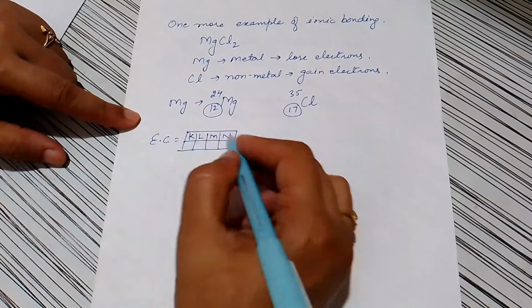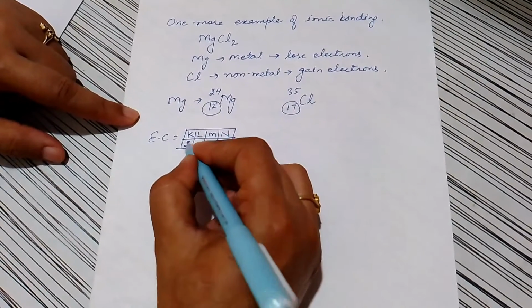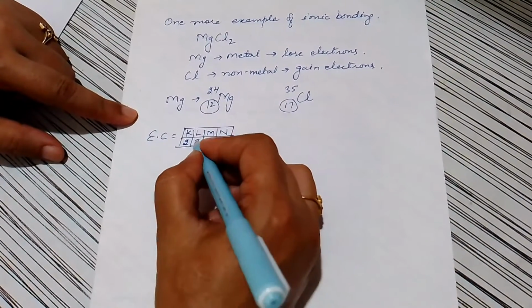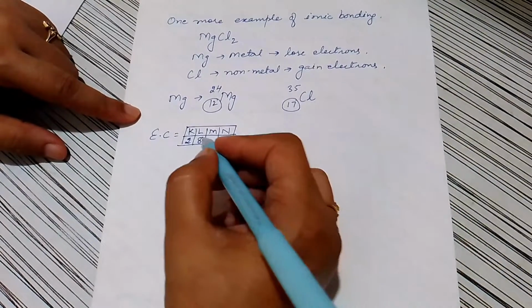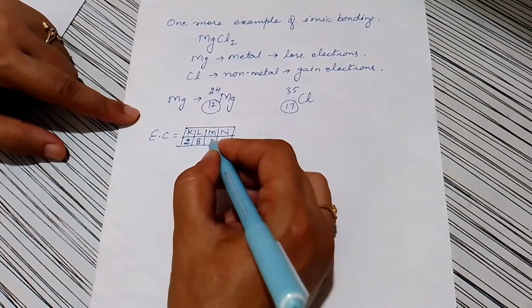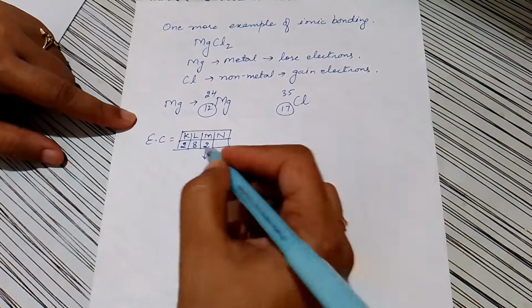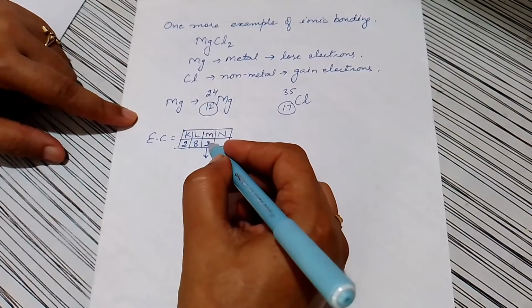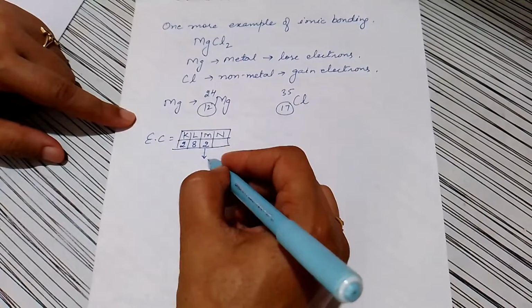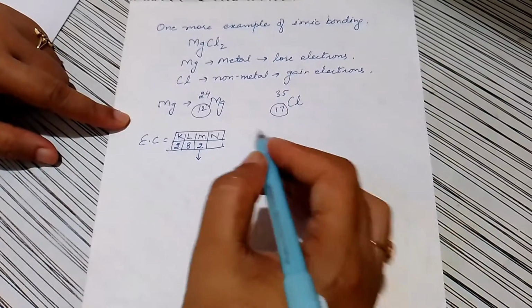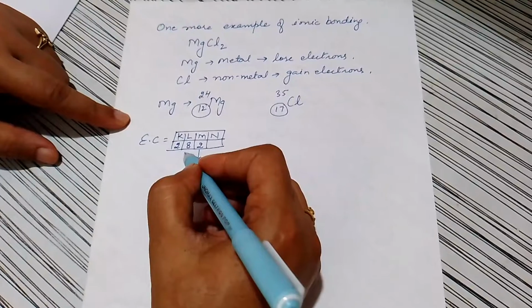So the 12 electrons we have to divide. Out of 12, 2 will go to the first orbit, 8 will go to the second orbit, and the remaining 2 will go to the third orbit. So the last orbit has 2 electrons and there should be 8 to become stable. So if you donate or lose these 2, then 8 is the stable number.